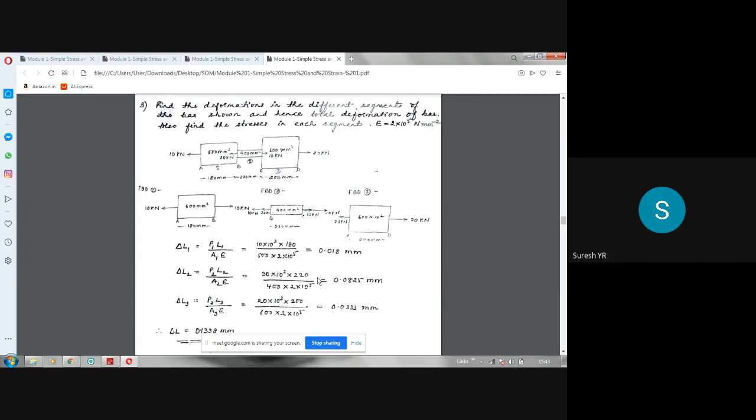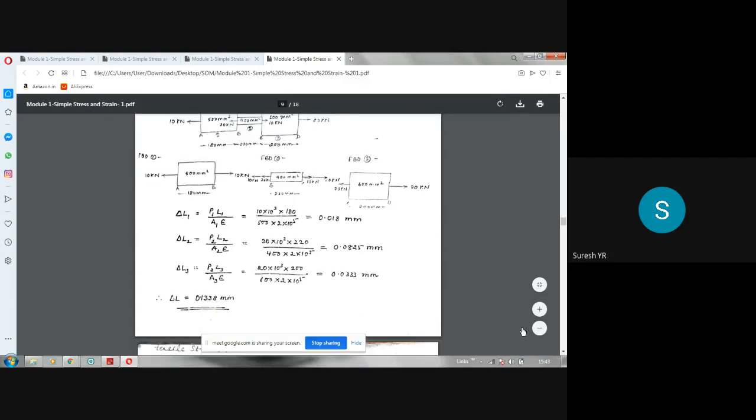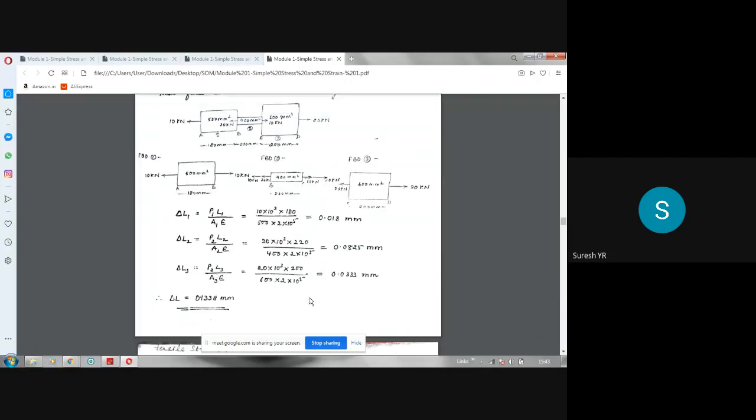All are positive here. Suppose in any of the segments you get a compressive force, let us say instead of this 20 given like this, if they give 20 compression, then in this portion you will be having contraction. That is delta L3 will be negative. Suppose if 20 kilonewton is compressive, then delta L3 becomes negative. Okay, that is the meaning. So you have to take minus. Then when you are adding, you have to take the sum algebraically.